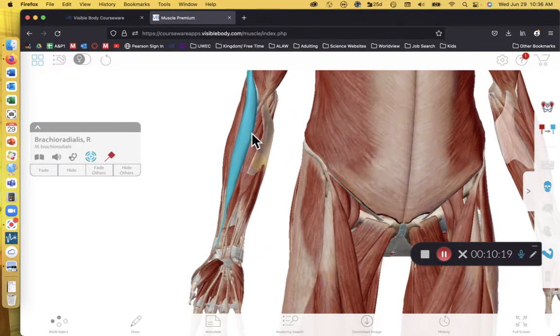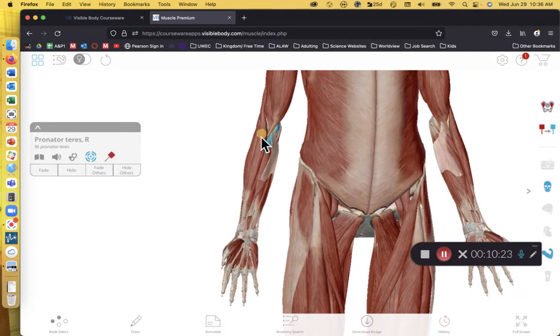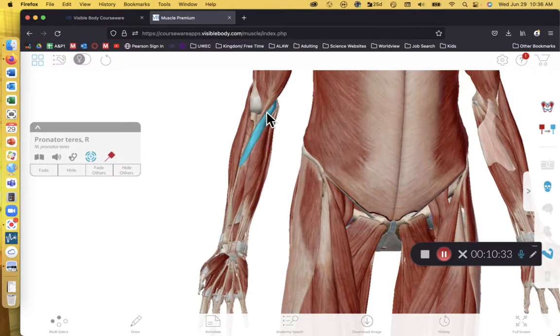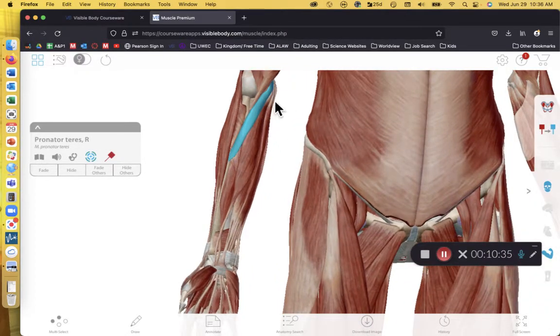So as we're looking for our Pronator Teres, the Pronator Teres is going to crisscross. It's going to go diagonally across the forearm. So I'll hide the Brachioradialis and get rid of some of this other connective tissue, so we can see how the Pronator Teres goes from the medial margin.